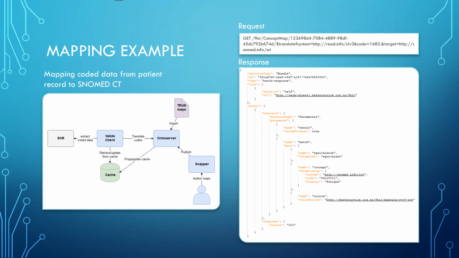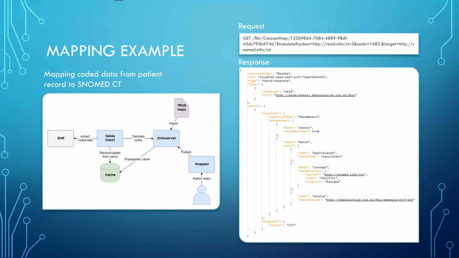So I'll briefly go through a bit more detail around a couple of examples around mapping and how we're using our mapping and value sets within the system, how we're calling the Ontoserver, our FHIR server. On the left, we've got a diagram to show how the maps are generated. We are authoring our maps within Snapper, which is a tool that we're utilizing to author those concept maps. We're also importing other maps from external sources like TRUD in the UK. They get imported into Ontoserver.